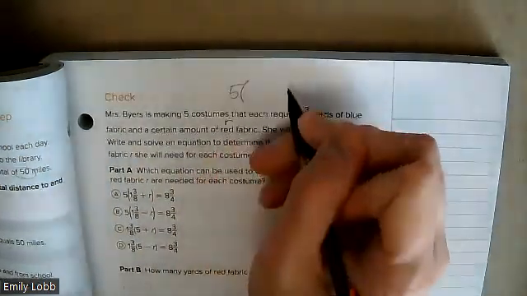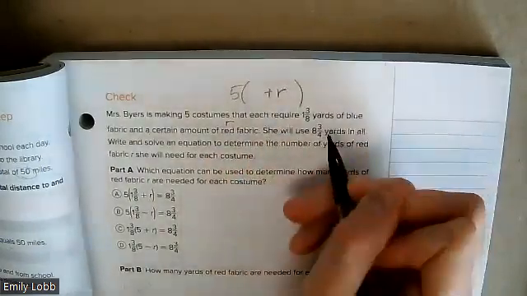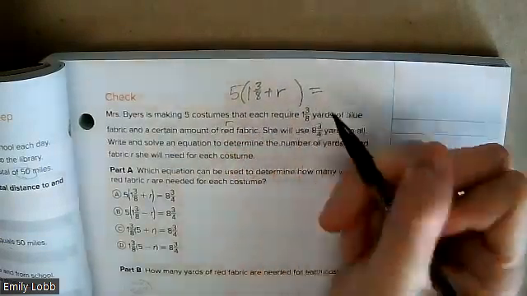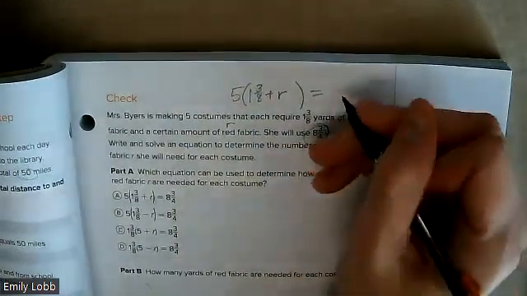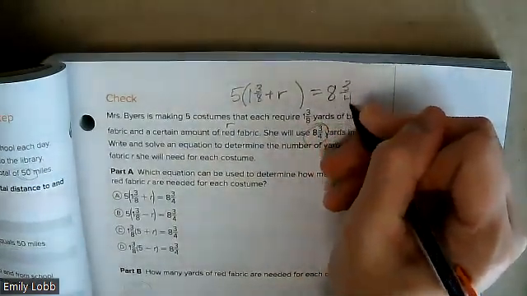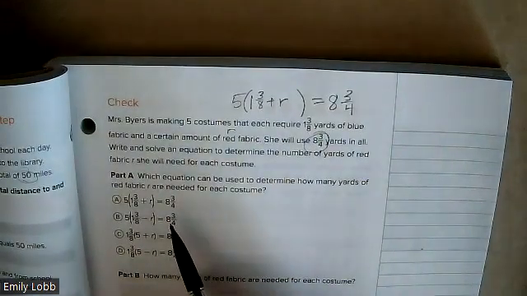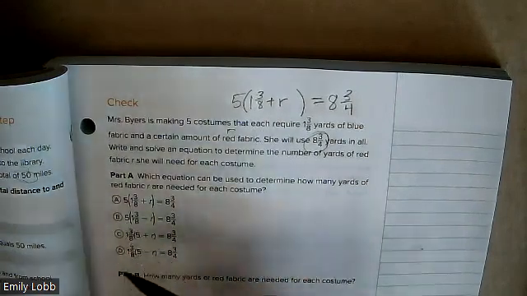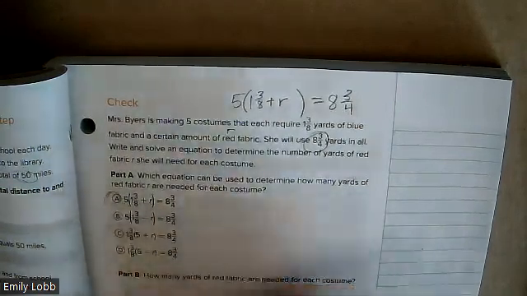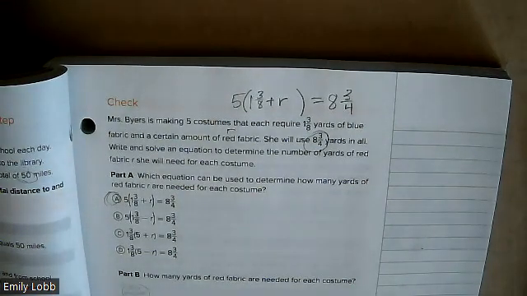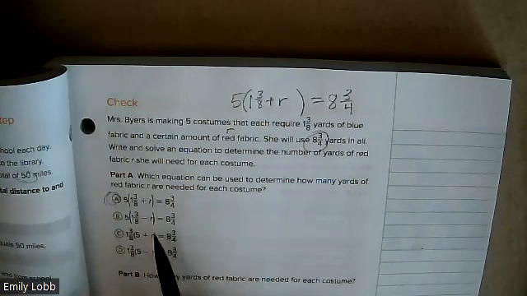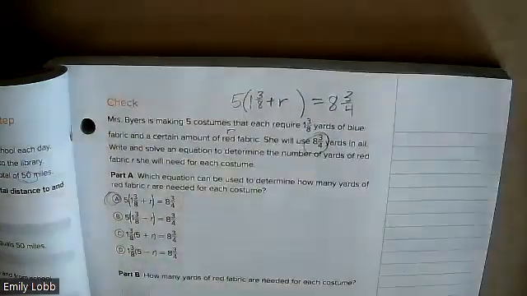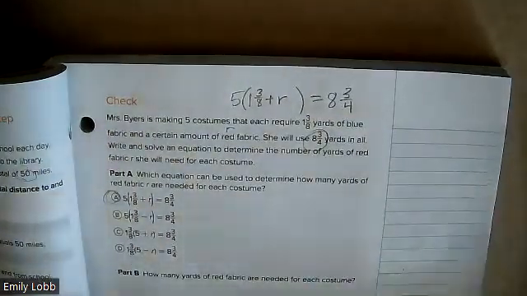So we know 5 times what plus R? We know how much blue. So 1 3/8 plus R is equal to how much she's using in all. So you're just looking for that here. Right? So we would divide this by 5. I'd probably just change this to a decimal, divide by 5, and then I would subtract 1 3/8 from it.